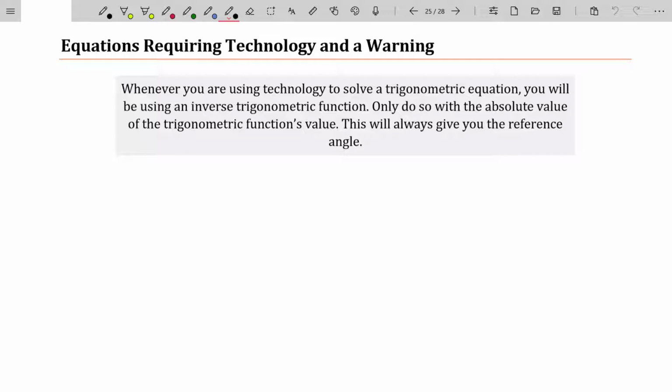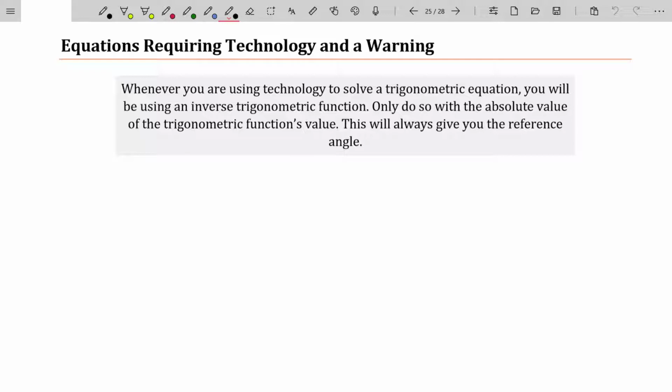This video is just dedicated to a few examples, about 3 I think, involving technology or requiring technology. I titled it Equations Requiring Technology and a Warning. It's not that the equations require a warning, but they actually do when you're using technology, so I might as well just say it that way.